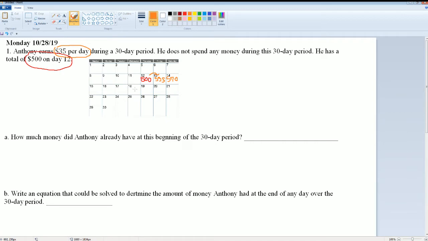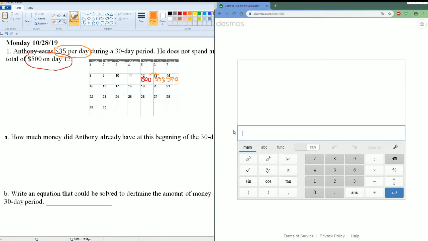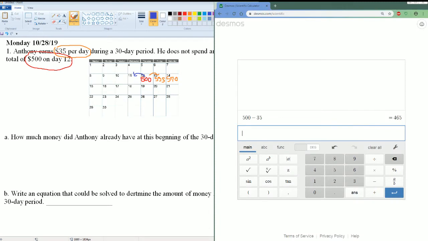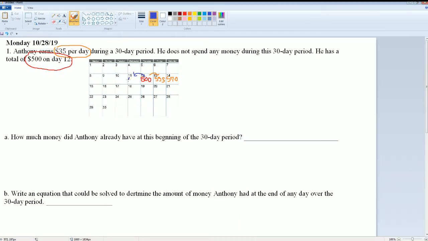Okay, so to go back, we would have to subtract, right? And some of you are like, how do I do that? Let me show you. You can go 500, subtract 35, that is 465. So if we go back, we just subtract it. And that should be the value of 465. And they say, how much money did he have at the beginning?